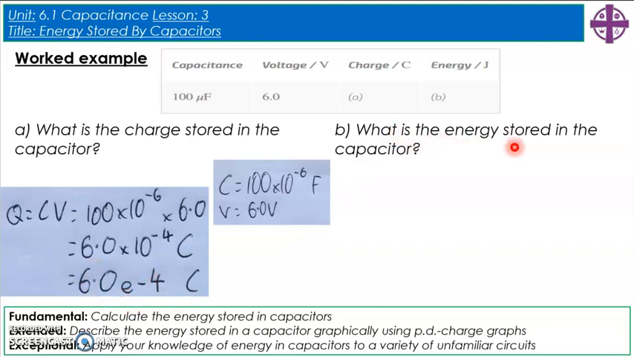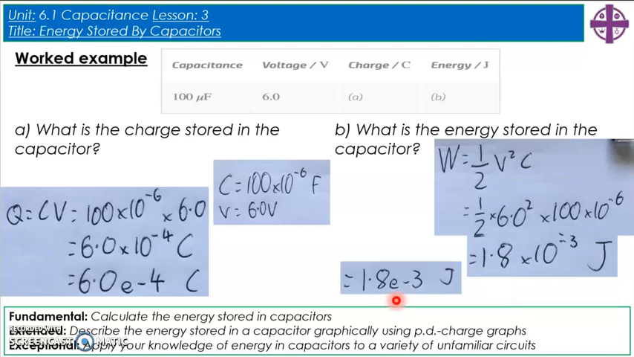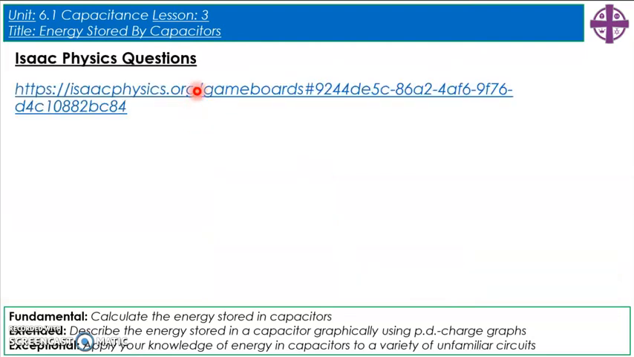Next bit is what is the energy stored. So this is the bit for today's lesson. Well, I've got everything now. Now I've got C, V, but I've also got Q. I'm going to use the equation that just has C and V, because that was what was given to me initially. The energy equation that has just C and V in it is W equals a half V squared times C. So I'm going to have a half times 6 squared, the voltage, times the capacitance, 100 times 10 to the minus 6. And that gives me 1.8 times 10 to the minus 3. And to put that into Isaac Physics, you would do 1.8 E minus 3, where E means times 10 to the power of. So not much energy, pretty low, but it's just one small capacitance capacitor. You would expect that. Now you can do some Isaac Physics questions, which are the ones set for this week.